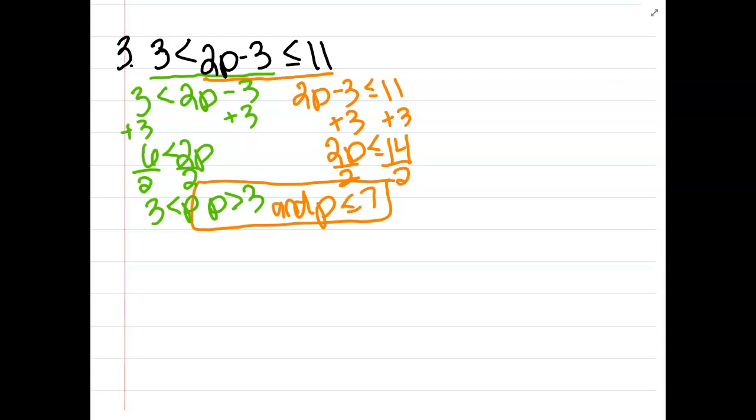So when you graph this one, we can go ahead and mark our 3 and mark our 7. At 3, we'll have an open dot. At 7, we'll have a closed dot. Now, the numbers greater than 3 would be shaded to the right. The numbers less than or equal to 7 would be shaded to the left. Where are the numbers that are both greater than 3 and less than or equal to 7?